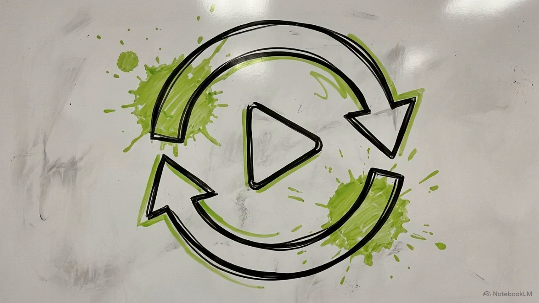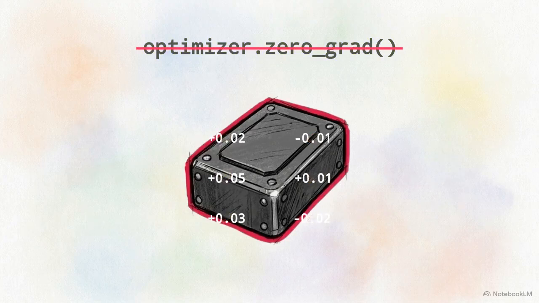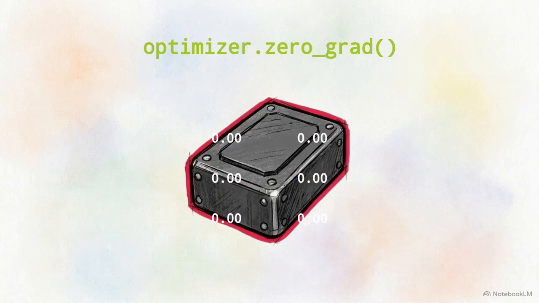Now we start the iteration. Line 1 is optimizer.zero_grad. Every batch, we zero out the old gradient data. If skipped, PyTorch doesn't overwrite gradients, it adds them. By batch 10, your model takes wildly oversized steps in the wrong direction, acting on stale data.